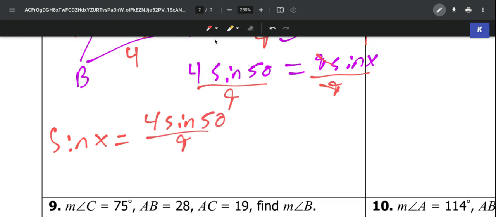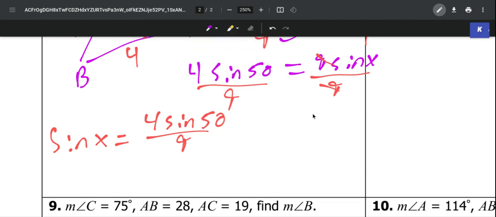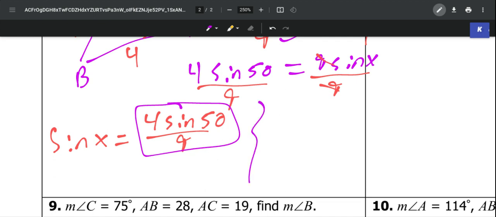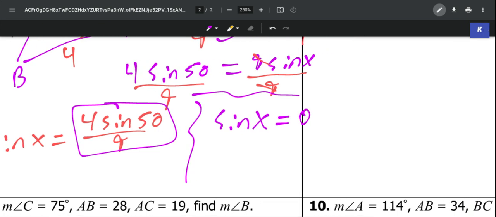Here's what I'm going to tell you to do, because it makes life easier on you. Go ahead and put this in your calculator. That will give you sine of x equal to, and we're going to round to 4 decimal places just so we get a more accurate answer, 0.3405.